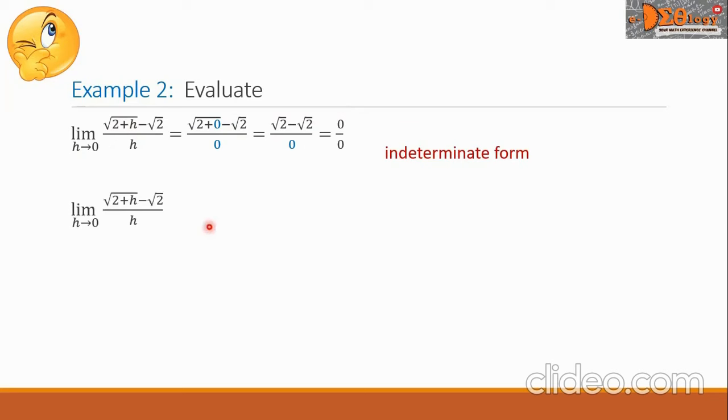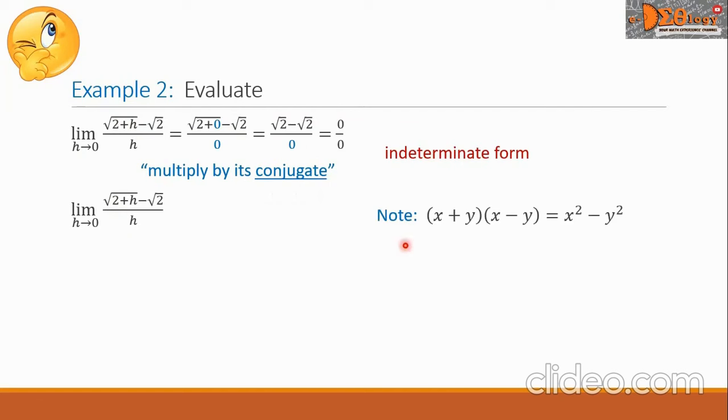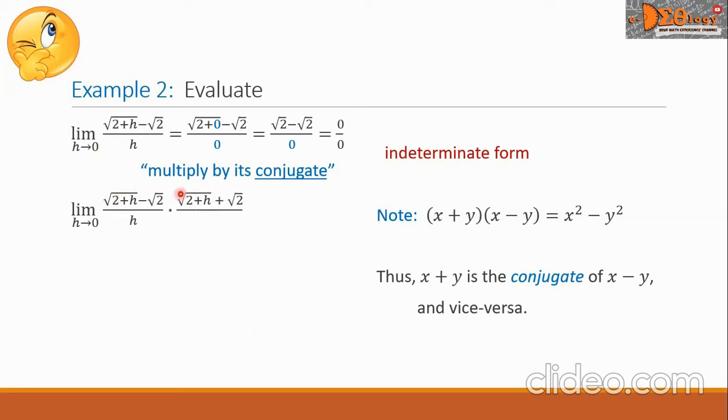Let us write our problem here again, and let us multiply this function by its conjugate. Let us note that x plus y times x minus y is equal to x squared minus y squared. We say that x plus y is the conjugate of x minus y, and vice versa. Going back to our problem here, observe the numerator. We have the first term, the square root of 2 plus h, minus the square root of 2. So the conjugate of the numerator is the square root of 2 plus h plus the square root of 2. Take note that this is minus and the conjugate must be plus, and vice versa.